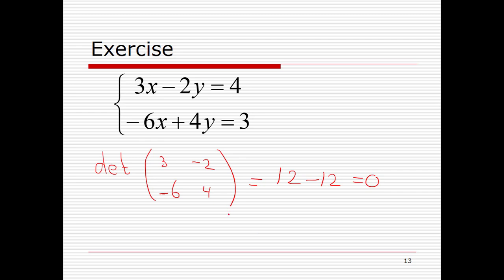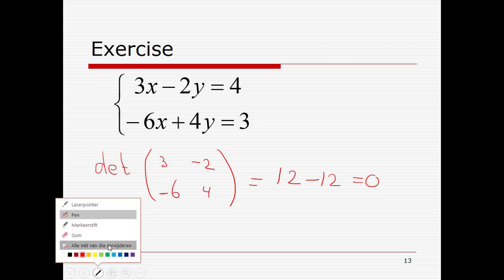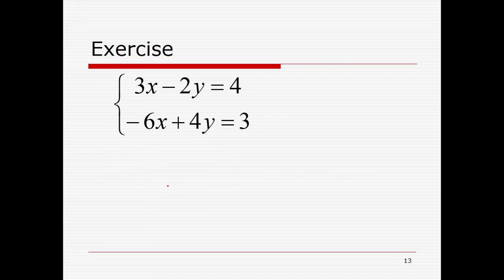That would give us 0. That's a pity, because now I have a set of equations where I cannot calculate the inverse matrix. Can you imagine what that means? So let's try to figure this out. So apparently I cannot find an inverse matrix. Does that say something about these two equations, these two lines?